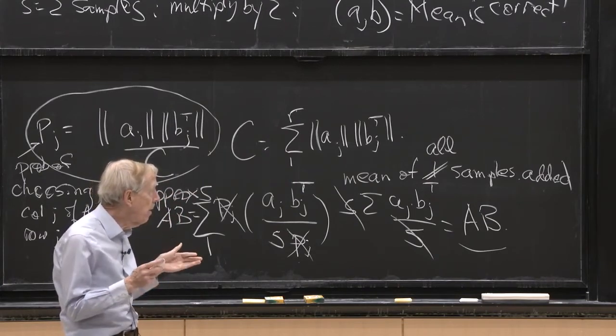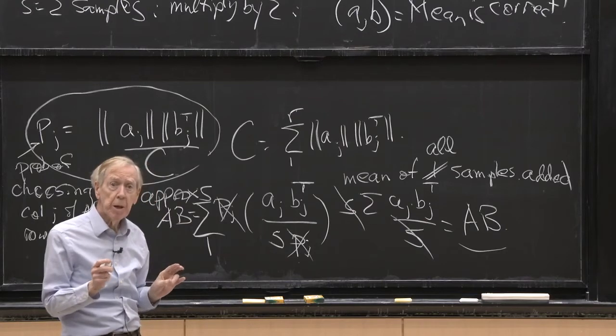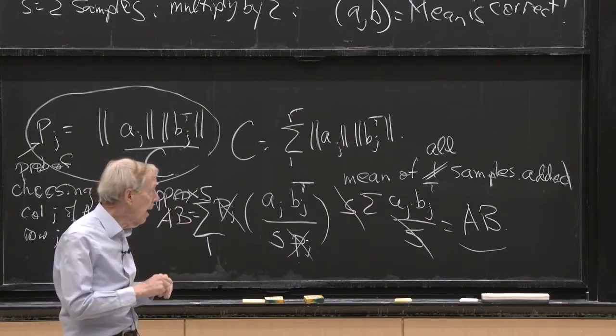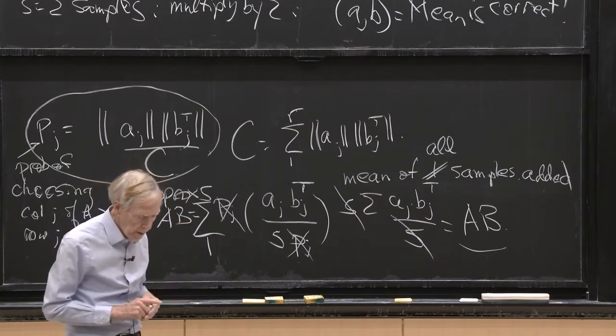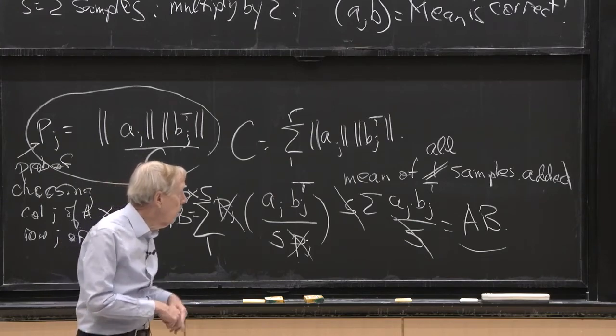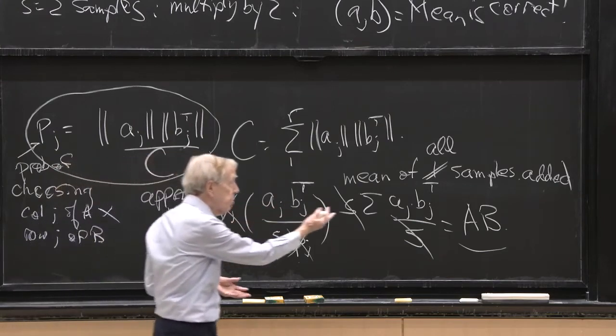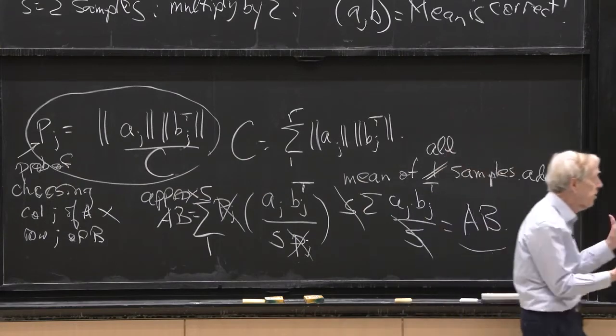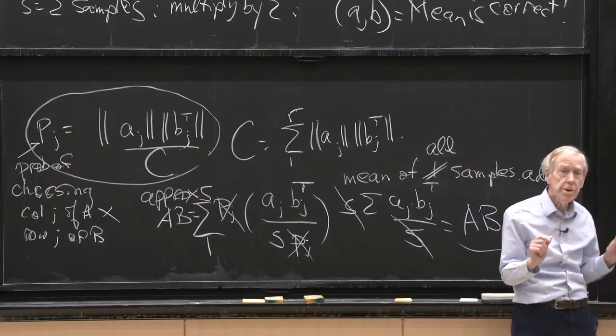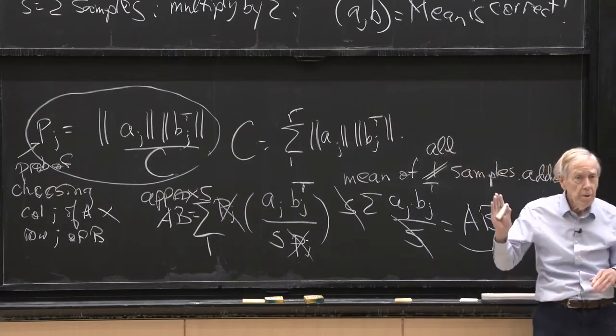Now, we get to choose those probabilities. And how are we going to choose them? What will be the best choice? Here's the expression for the variance. Yeah, this is good. Stay with me from now on.